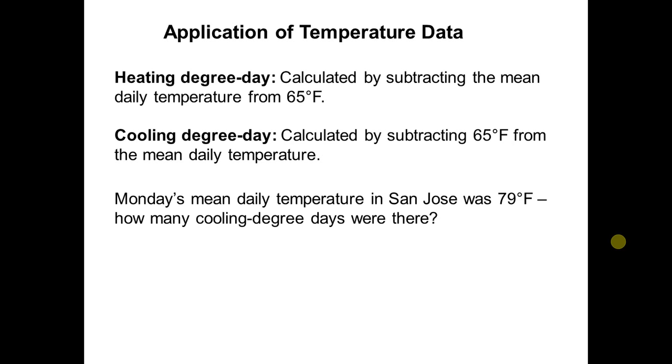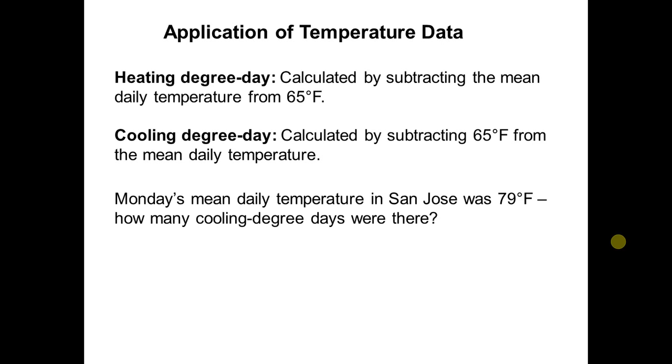So, on Monday, just yesterday, September 19th, the average daily temperature in San Jose was 79 degrees Fahrenheit. That's for the airport. The high temperature at the airport was 94 degrees Fahrenheit. The low temperature was 63 degrees Fahrenheit, leading to an average temperature for yesterday of 79 degrees Fahrenheit. How many cooling degree days were there?